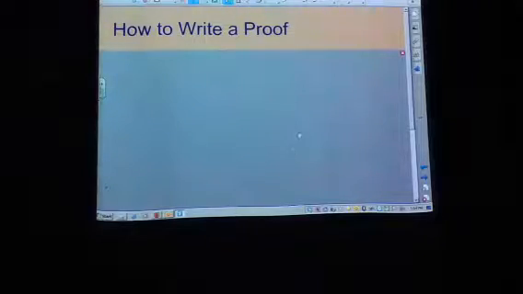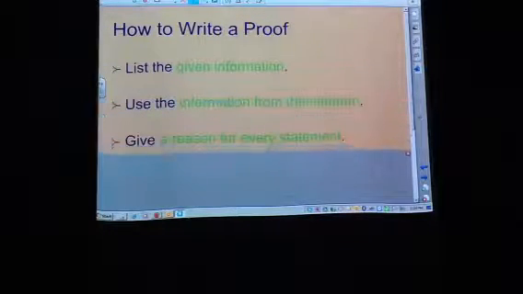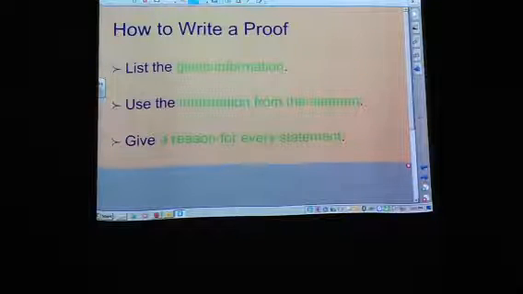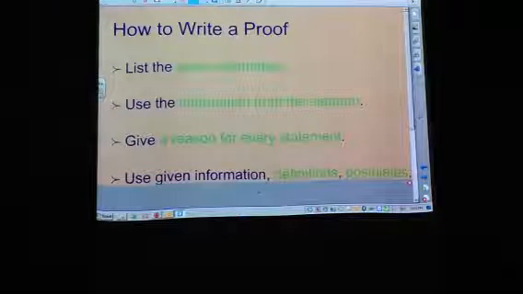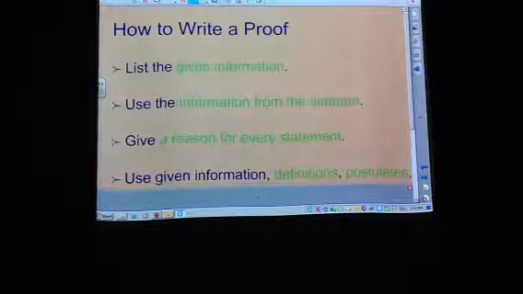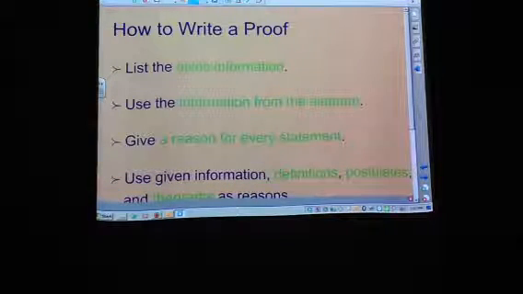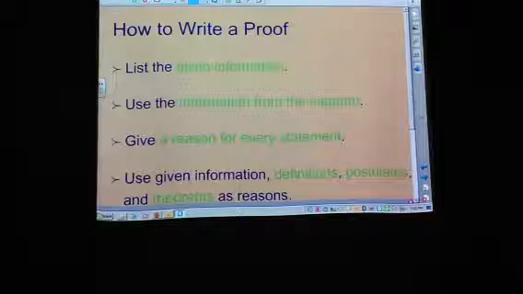Alright, let's move on. So what do we do in a proof? Well, we've got some steps here. We list the given information. We use the information from any diagram that we need. We give a reason for each statement, which we've looked at already. And then use the given information, definitions, postulates, and theorems for those reasons. So that's what we're doing in a proof.